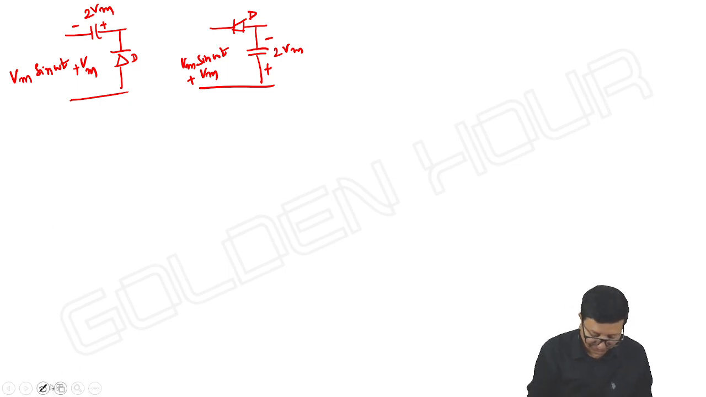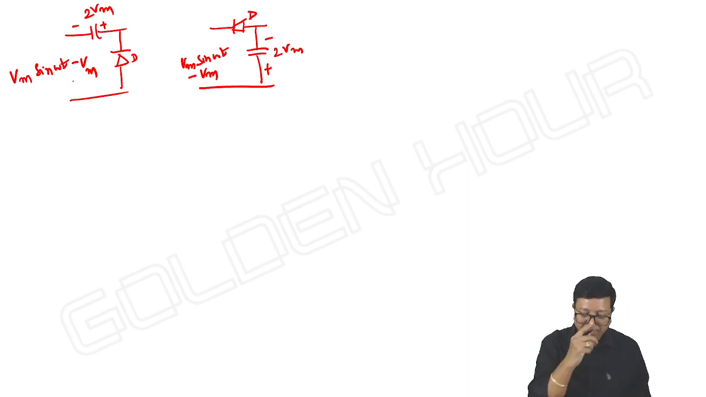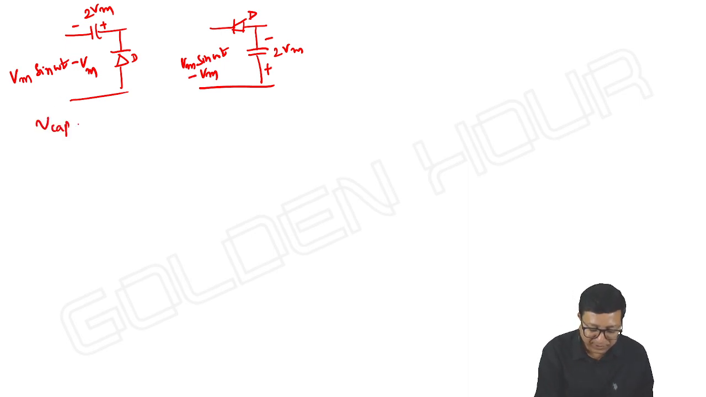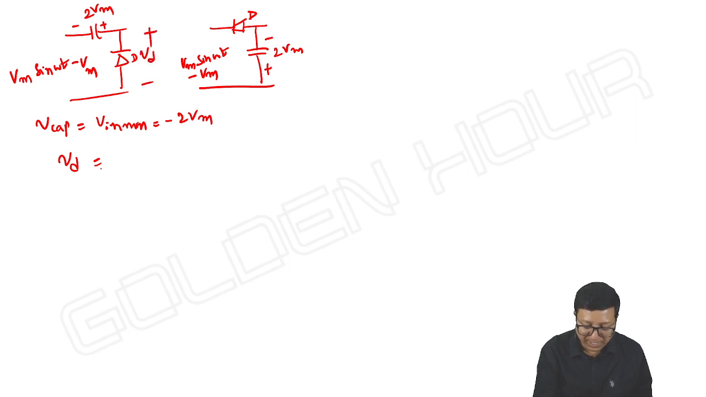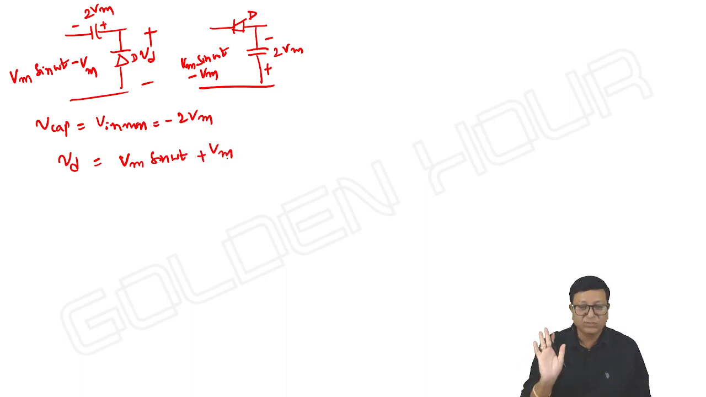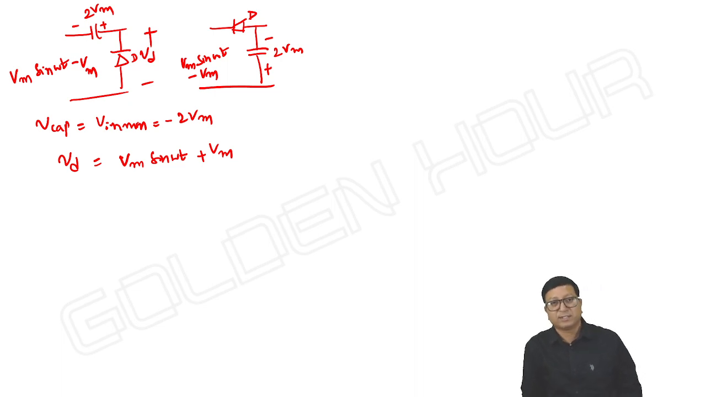Oh, sorry. Here it should be minus. Very sorry. Negative clamper, no. So V capacitor is equal to V input minimum. What is input minimum? Minus 2 Vm. That's true for both the cases. And what about Vd? Vd from cathode to anode is Vm sin omega t plus Vm. That's it. That is true, whatever may be the position of diode and capacitor, as far as these circuits are concerned.